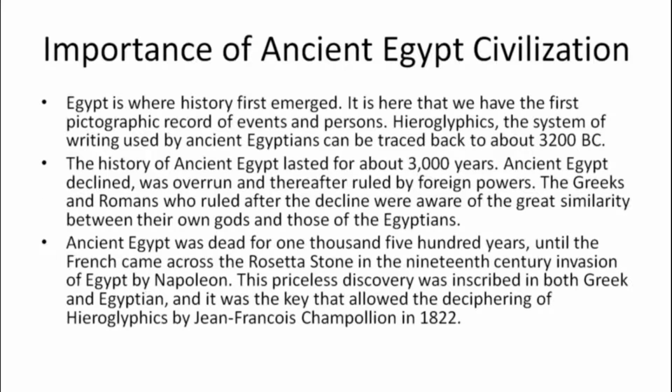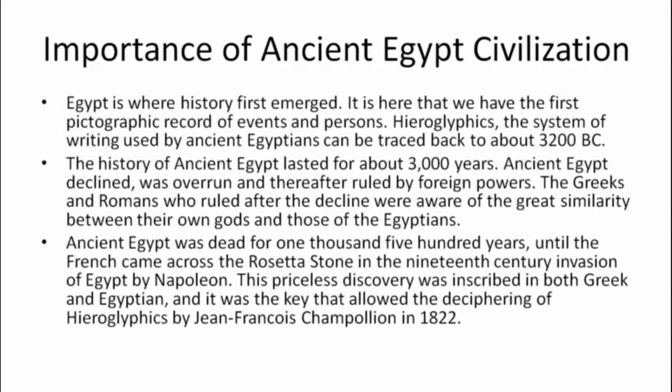Now we should know, in this introductory lesson, what is the importance of ancient Egypt civilization. So Egypt is where history first emerged. It's here that we have the first pictographic record of events and persons. Hieroglyphics, the system of writing used by ancient Egyptians, can be traced back to about 3200 years before Christ. The history of ancient Egypt lasted for about 3000 years.